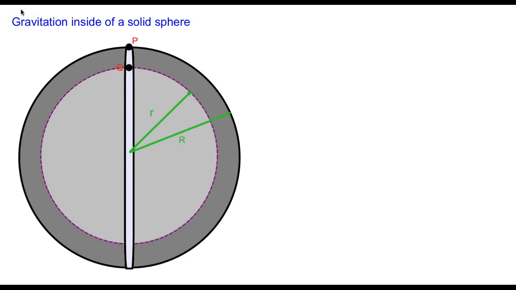In this example, we're going to show how gravitation behaves inside of a solid sphere. This is typically applied to a problem dealing with a planet. However, especially with Earth and other examples, we know that the density is not uniform throughout, but we're making that assumption. It's a pretty significant assumption.